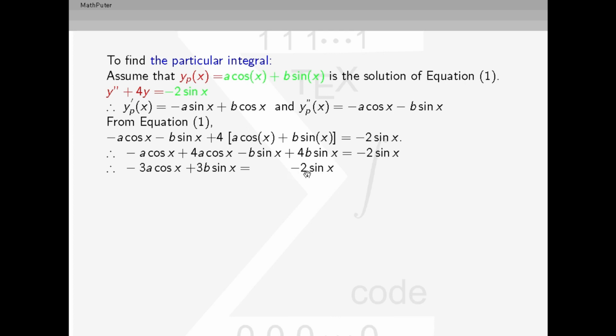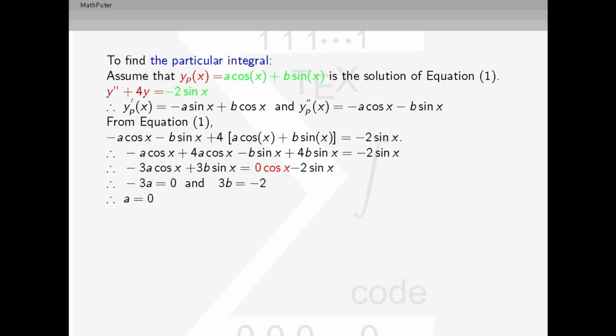Actually the right hand side is only minus 2 sine x. Here I have two functions, cos and sine. So to compare the coefficients of cos and sine, I am rewriting the right hand side as 0 cos x minus 2 sine x. So after comparing the coefficients, minus 3a equal to 0 and 3b equal to minus 2.